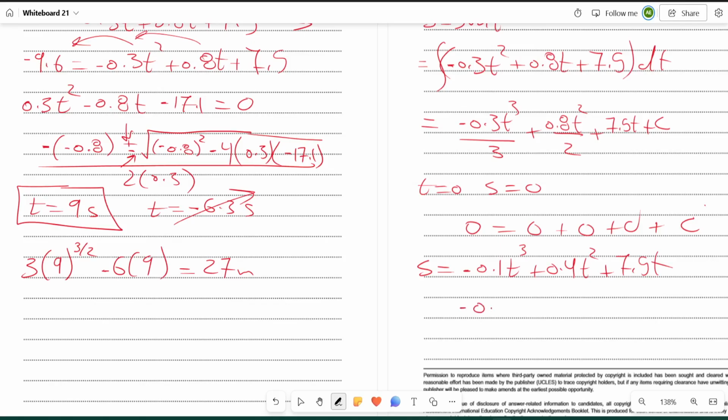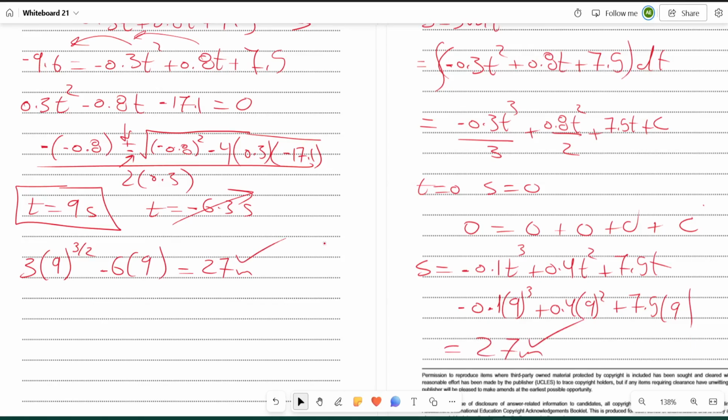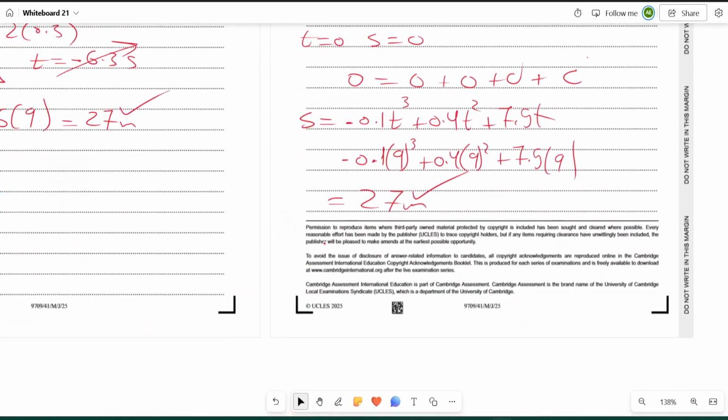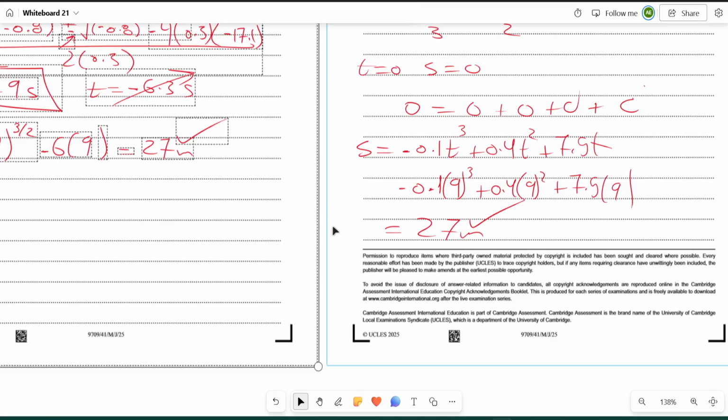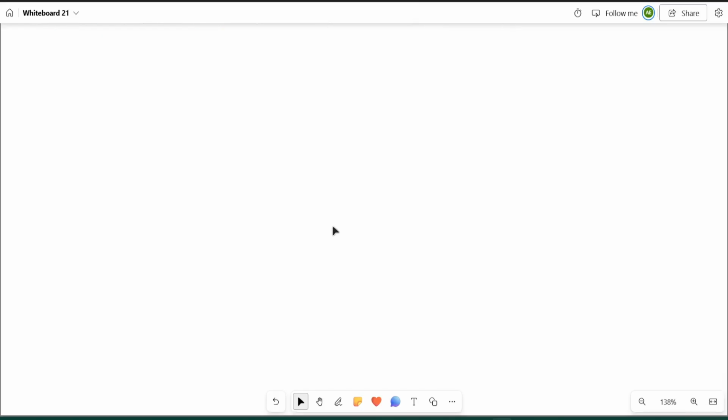When I substitute 9 seconds into here, it's negative 0.1 times 9 to the power 3, plus 0.4 times 9 to the power 2, plus 7.5 times 9. If I put that in the calculator, it should give me 27. And indeed, it gave me 27 meters, which is the same as this one. So basically, this is how to go through this paper. This is a relatively tough paper. It's a medium paper. It has some interesting ideas.